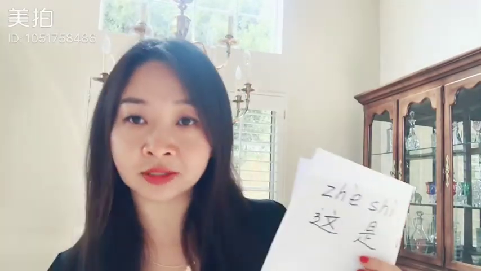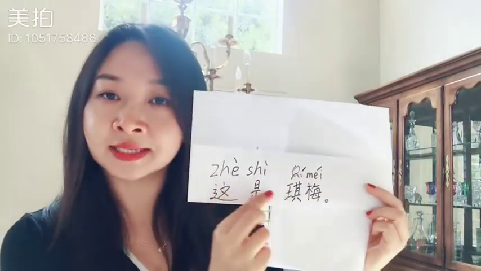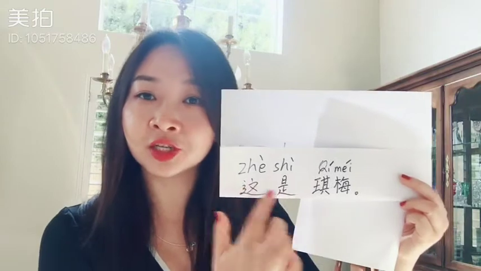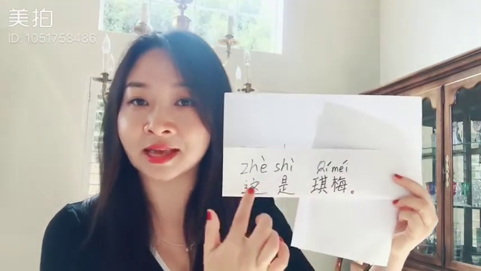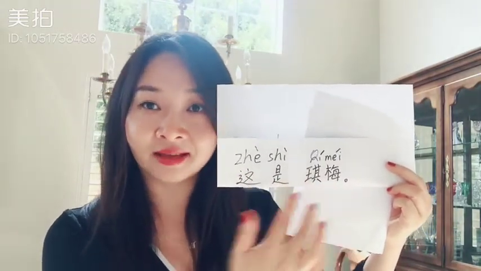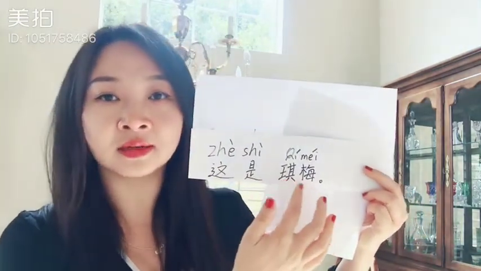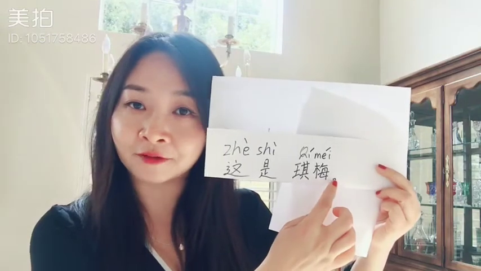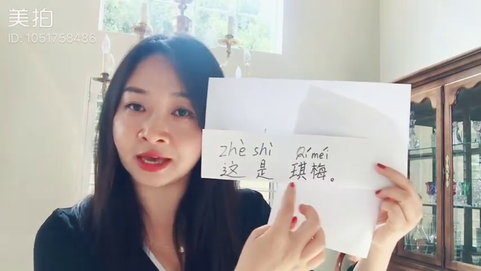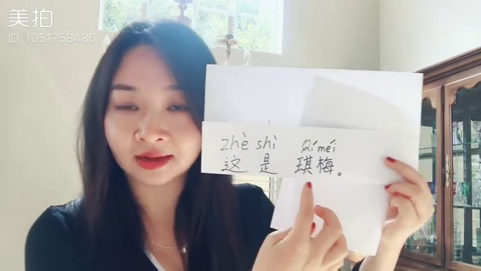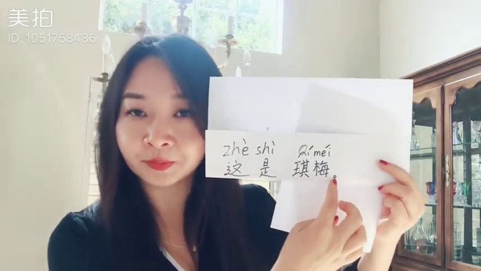And also you can use it to introduce a person to another person. Let's look at this sentence. 这是齐美. So 齐美 is my Chinese name. So 这是齐美 means this is 齐美. And in this situation, this sentence can be finished after you say a name or the name of an object. So the sentence can be finished.